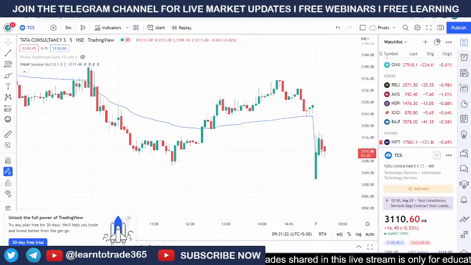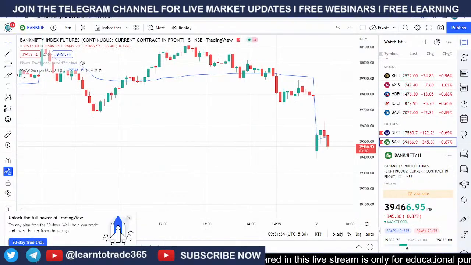Axis Bank feeling the pressure. TCS is trying to move down. IT stocks will play a very important role for today's Nifty momentum.